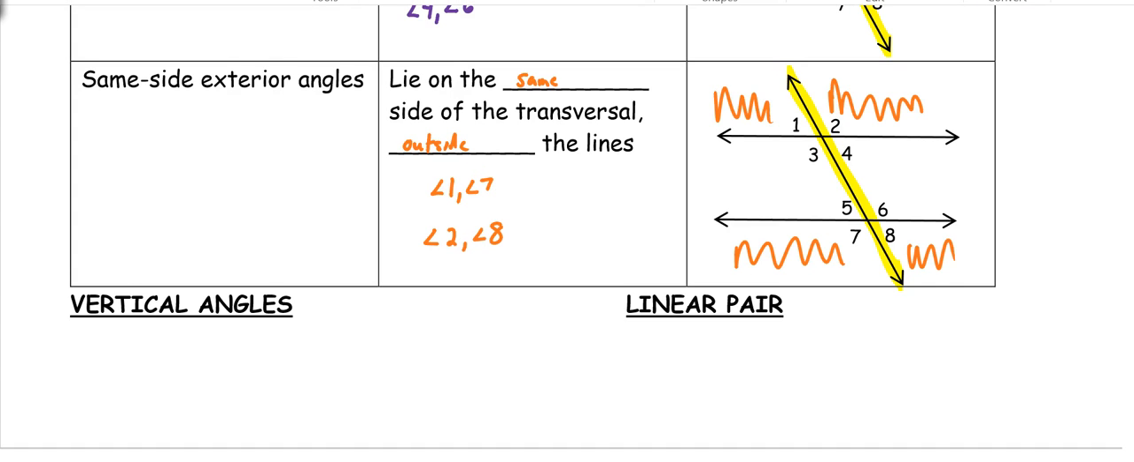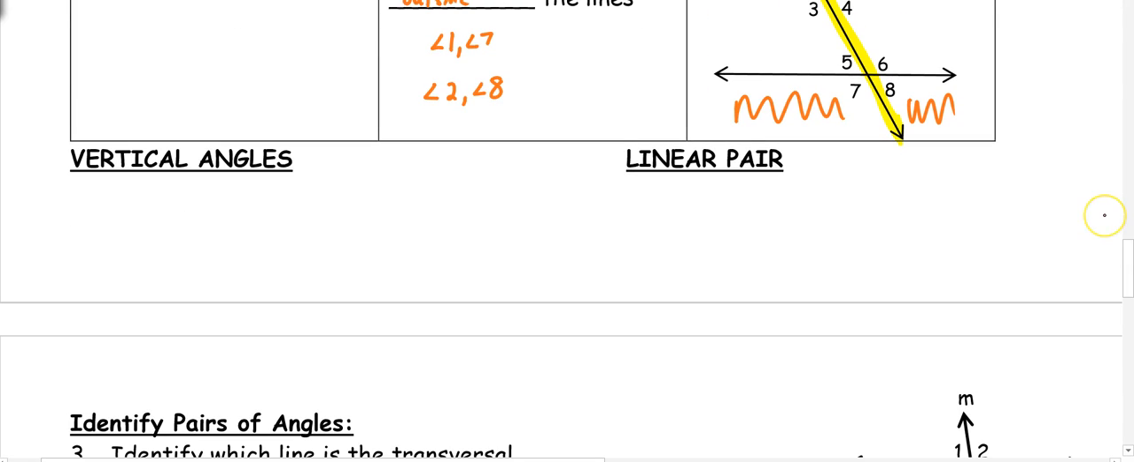Remember from Unit 1, we also have two other types of angle pairs that do not need transversals. We have vertical angles. Vertical angles are formed by our intersecting lines, and they are non-adjacent angles. So if I label my angles 1, 2, 3, and 4, 1 and 3 would be vertical angles, and 2 and 4 would be vertical angles.